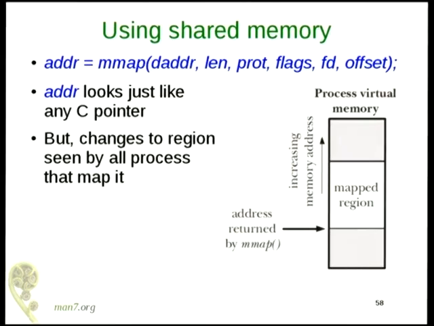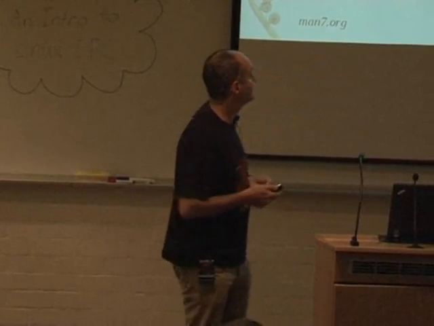So, once you've made the system call, add looks just like any C pointer. It's just a pointer to the start of the map region. But anytime you make a change to the memory at the location where that pointer points, that change is visible to every other process that shares the mapping.